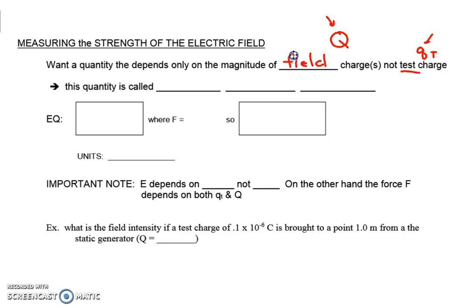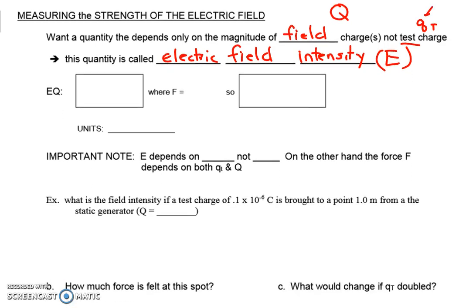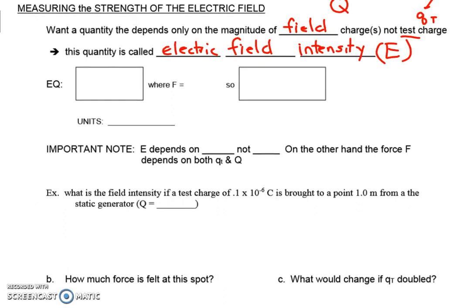Okay, so what we're coming up with is something called electric field intensity. It's given a symbol, capital E. That's not energy. It is electric field intensity, and again, it's not to be confused with force. So the definition of it is a very simple one, but it is very misleading.